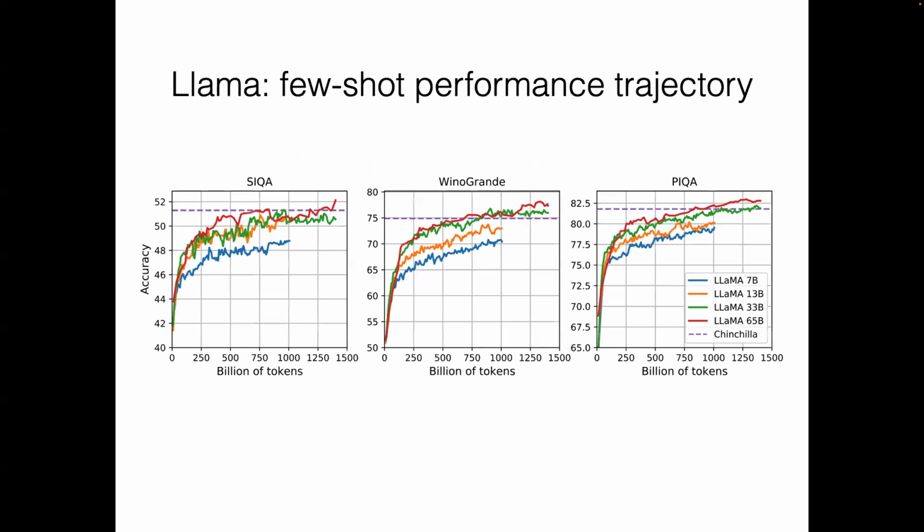So also you could look at the few shot performance on tasks as it's being trained. And so you could see here that not only is loss decreasing, but generally speaking, it's getting better at performing these tasks as you train it on more and more tokens. The exact specifics will vary by task, but generally you do see this kind of upwards trend.